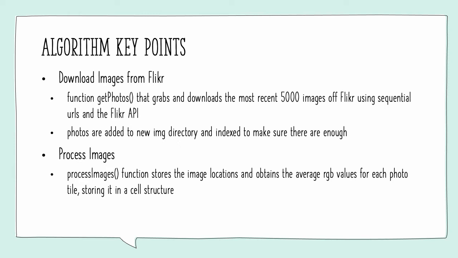The second part of this process is to process the images that you just downloaded. My process images function stores the location of the images as well as the average RGB value for each tile and stores it in a cell structure. This allows the next part of the algorithm to actually match cells in the original photo with tiles that have been downloaded.